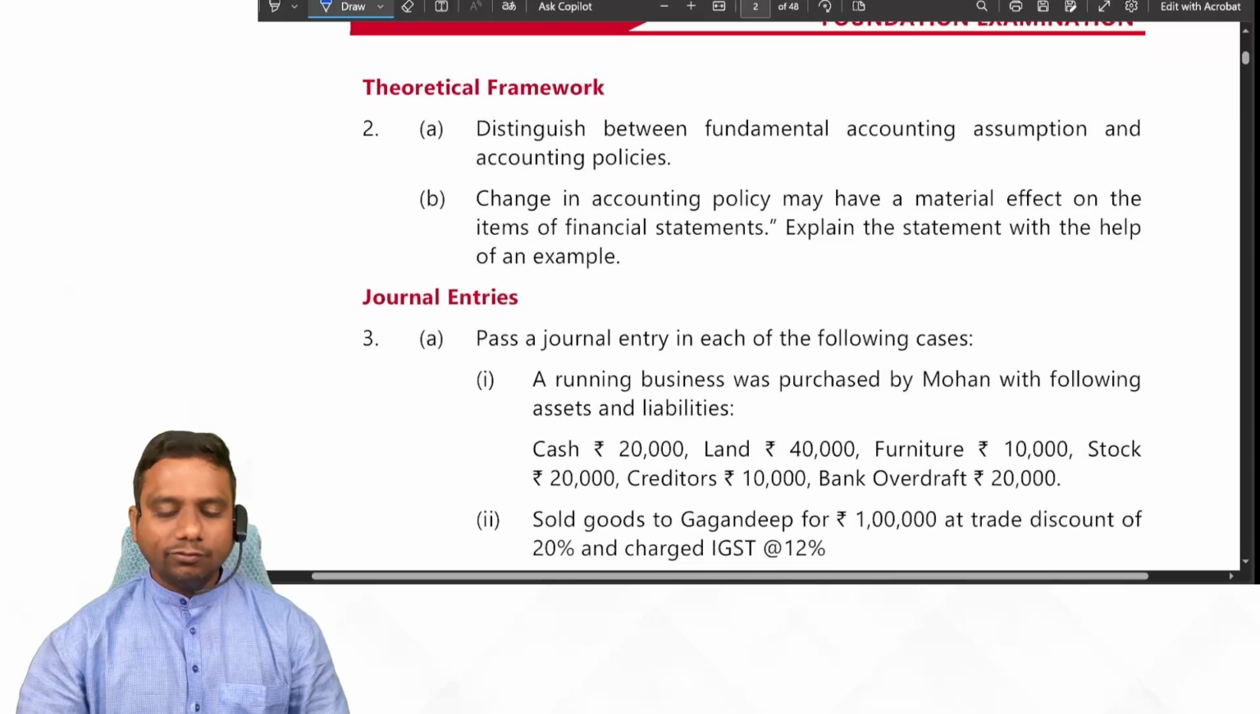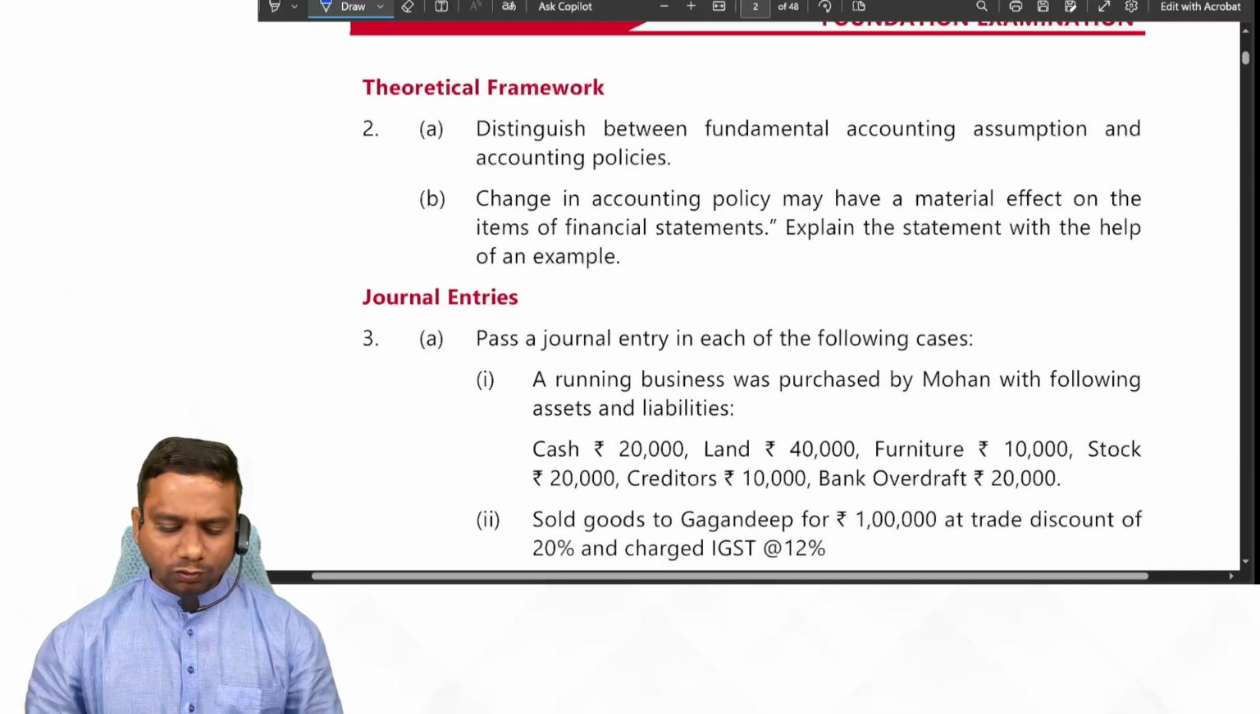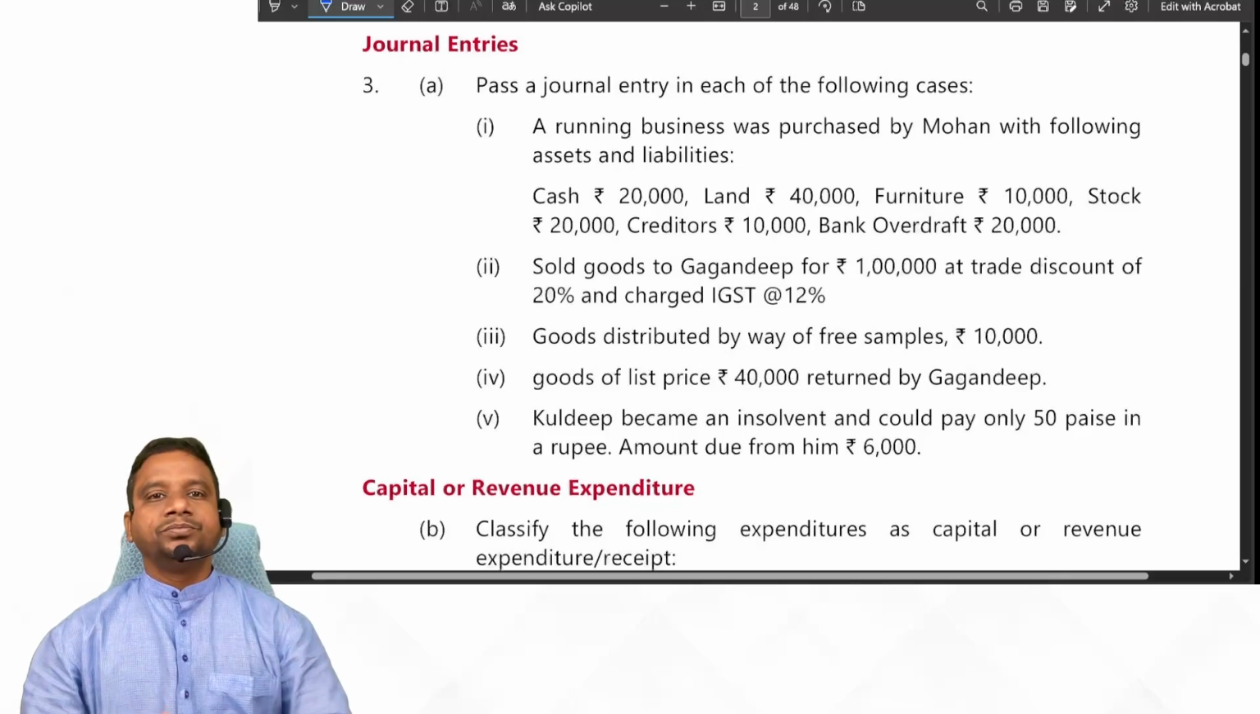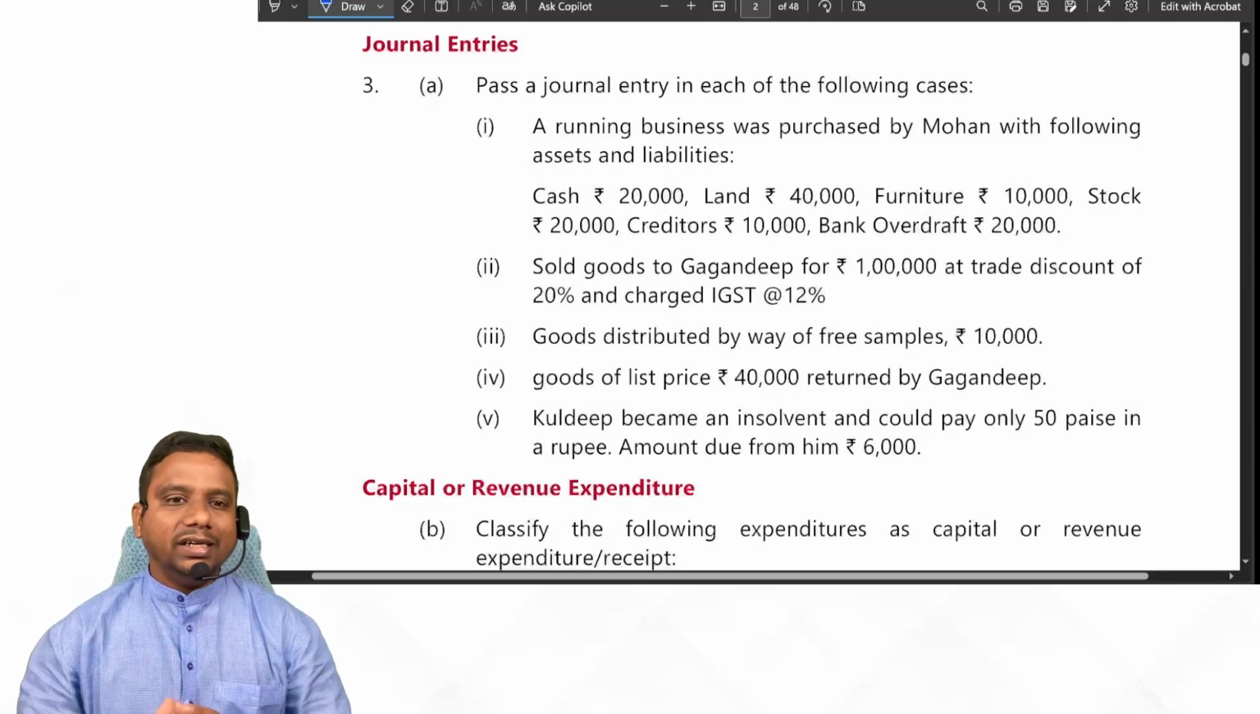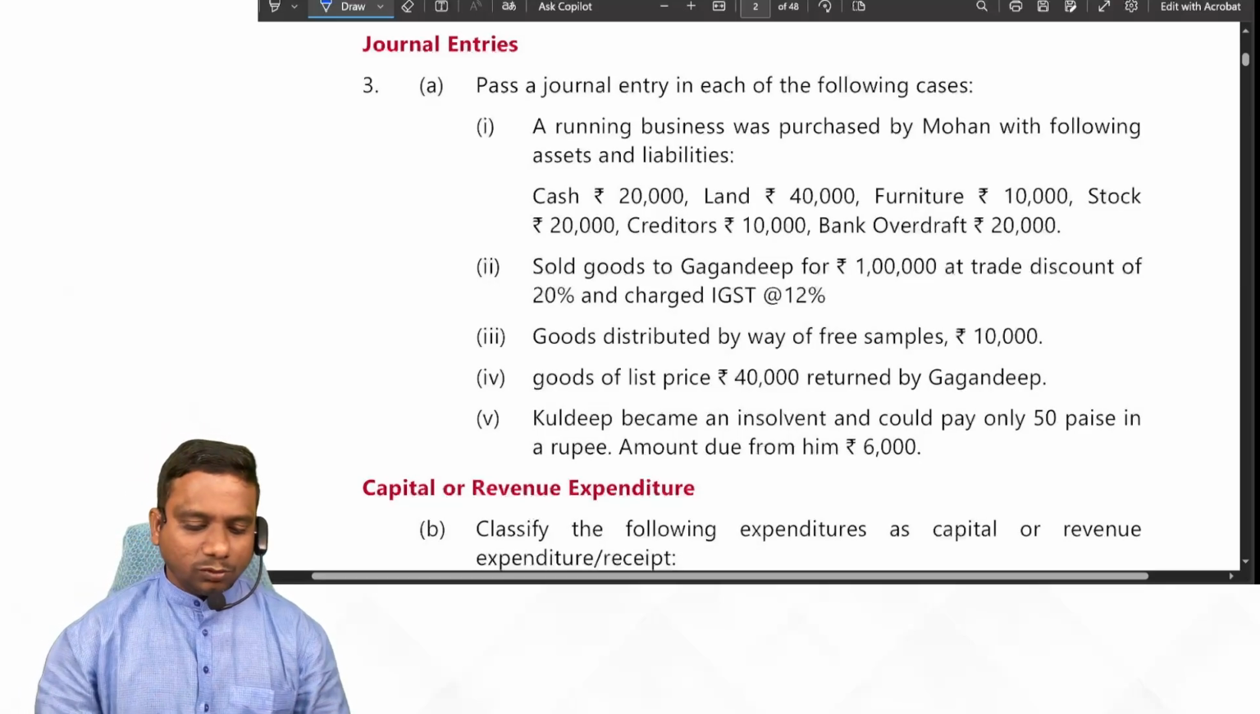Next, theoretical framework, they have given two questions. You people try to read these two questions. Now we jump into the problems. First problem is journal entries. The first problem is on the concept of journal entries.